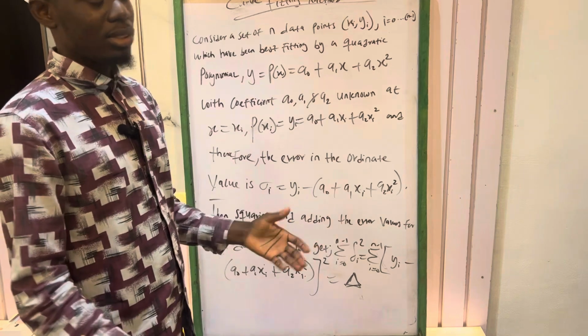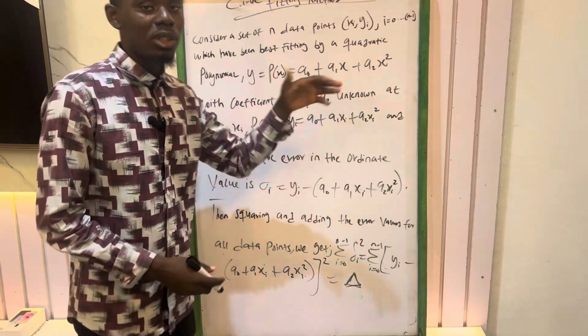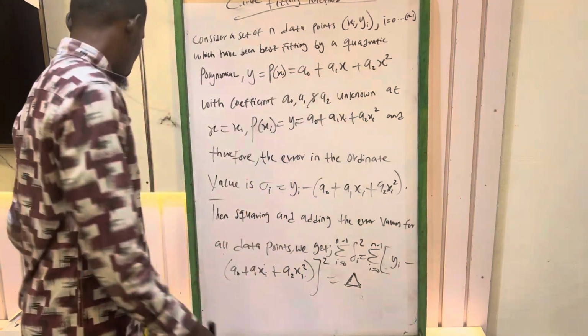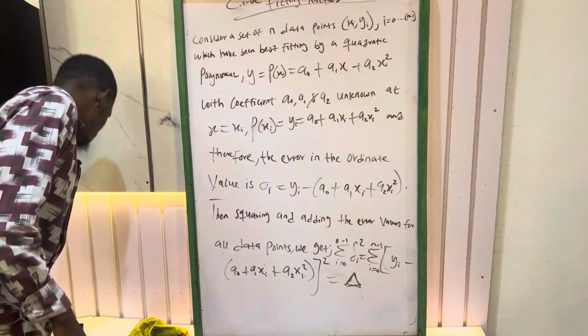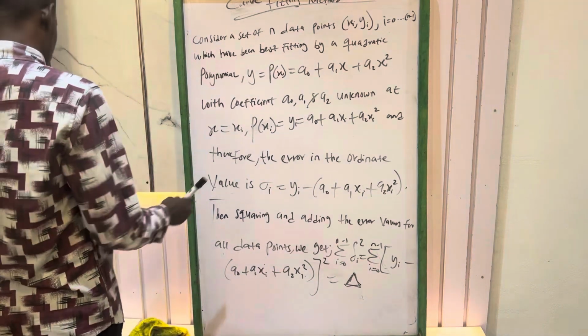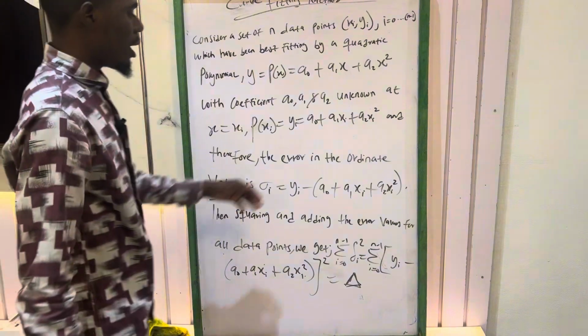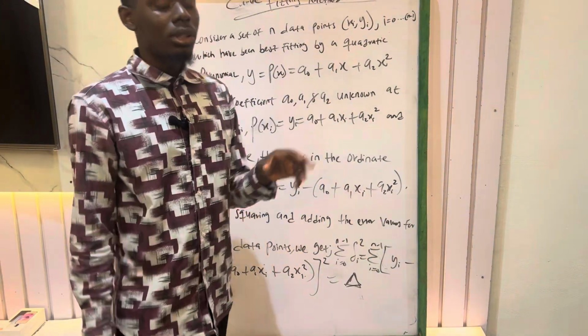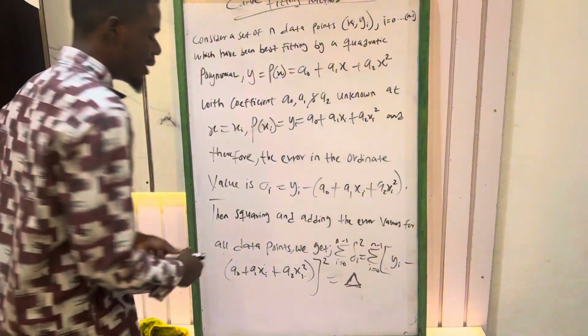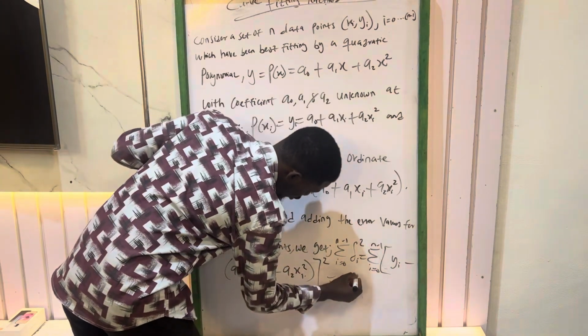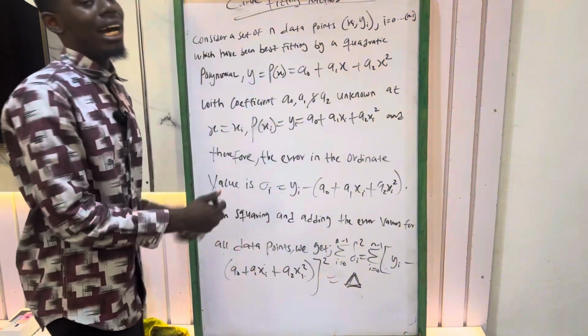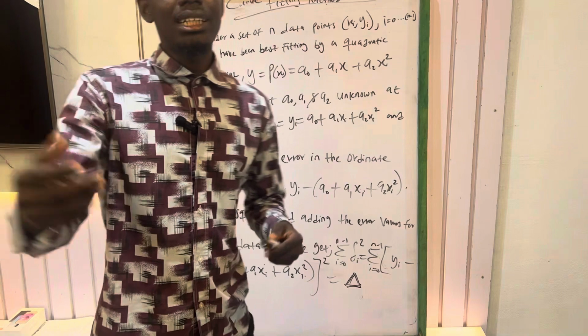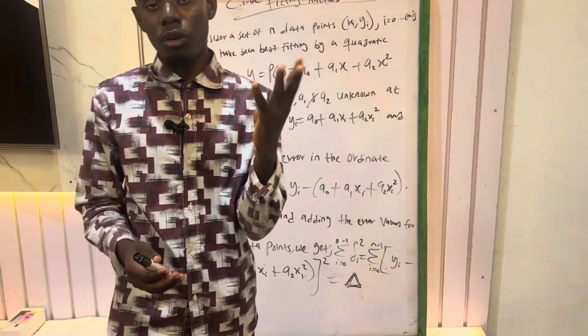Now, to get what we're looking for, remember that the main aim of following this process in the first place is to get what our a naught, a1 and a2 are. After following all this process to get these unknown values, our a naught, a1 and a2 can be determined by minimizing this error value. This is the resultant error value obtained by squaring and adding the error value at each of those data points given. That is 0, 1, 2, 3. You are given 4 data points.